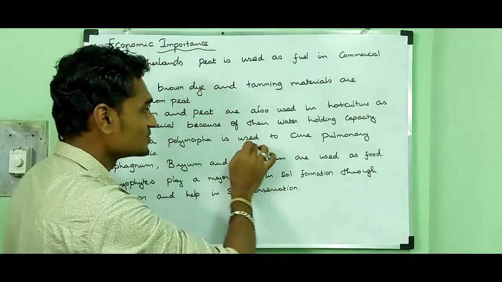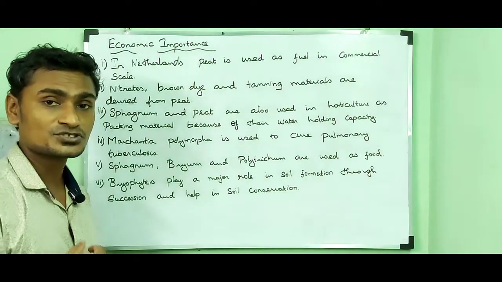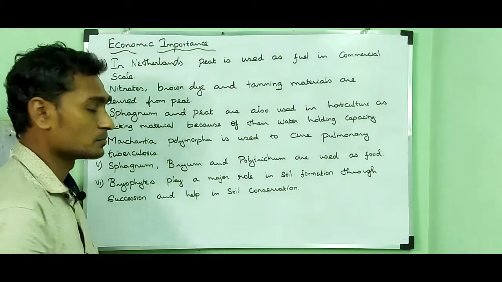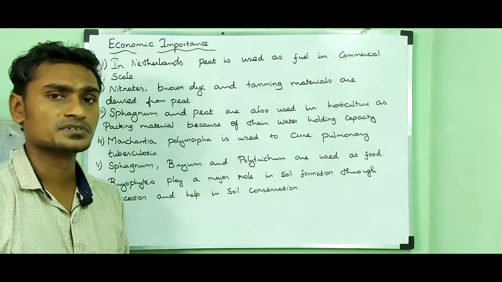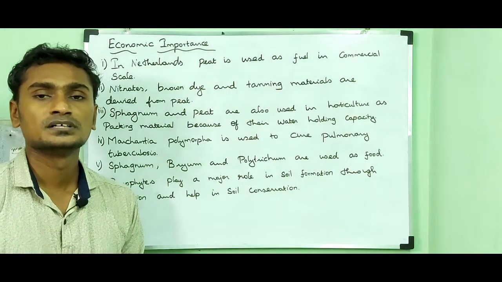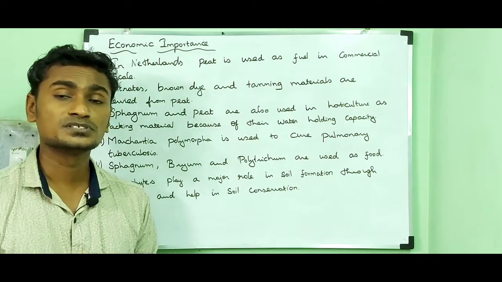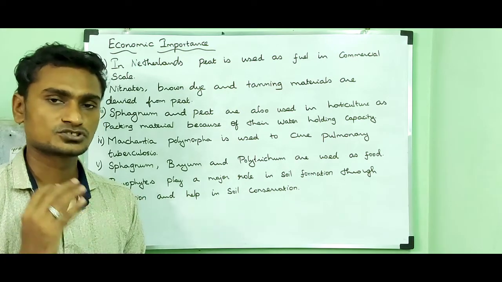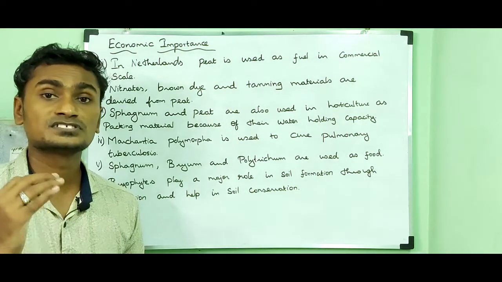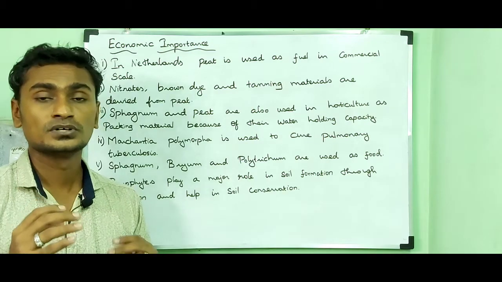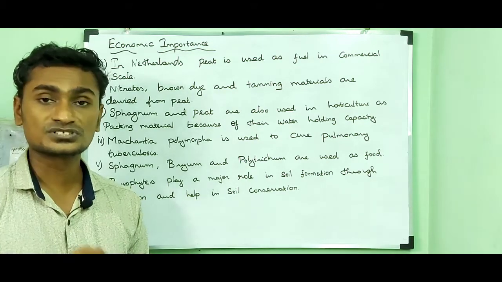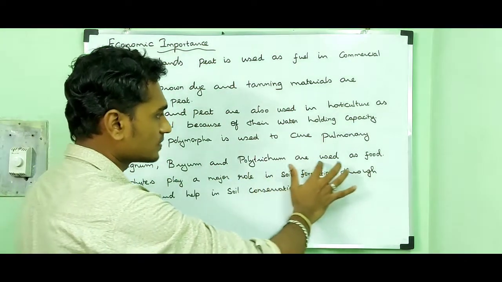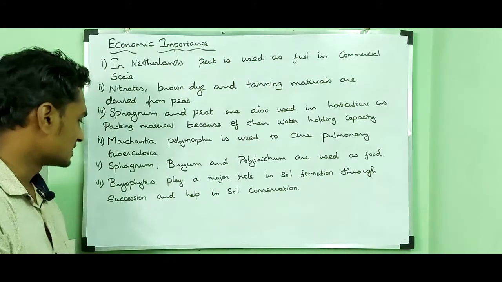Marchantia polymorpha is used to cure pulmonary tuberculosis, lung tuberculosis. Then another example, Polytrichum commune. Decoction of Polytrichum commune is used to remove kidney stones and gallbladder stones. Then decoction of sphagnum is used to treat eye disorders. Then sphagnum, bryum and polytrichum are used as food material.